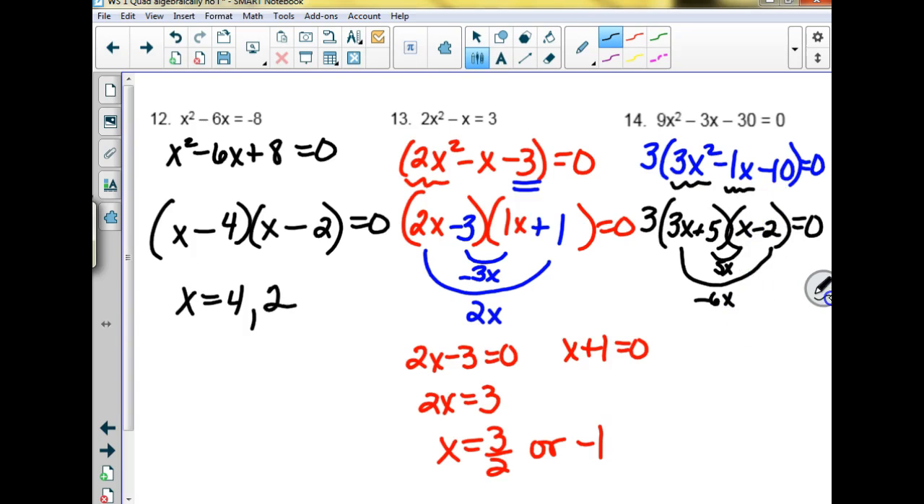All right, so now that we checked it, how do we set it equal to 0? Well, 3 can't equal 0. Yep. 3x plus 5, can that be 0? What would we get? And then x minus 2 would make x 2. Questions on factoring?